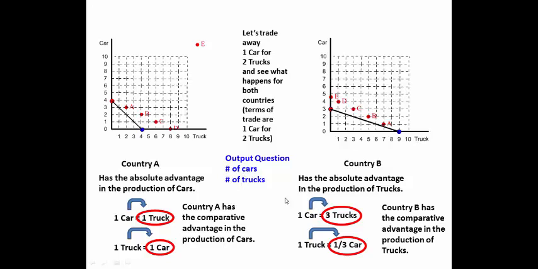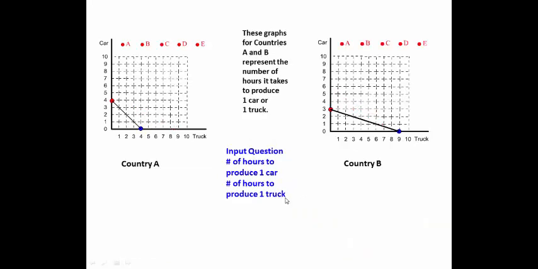Input questions get a little more tricky. So let's look at this input question. These are graphs for countries A and B, and they represent the number of hours it takes to produce one car or truck. So we know now it's an input question because it's the work that goes into producing the car. If you look at this, it takes Country A 4 hours to produce a car, 4 hours to produce a truck. It takes Country B 3 hours to produce a car and 9 hours to produce a truck.